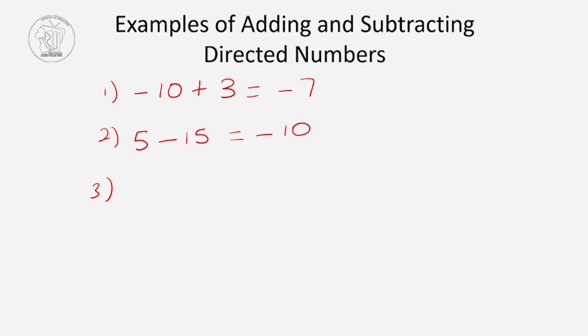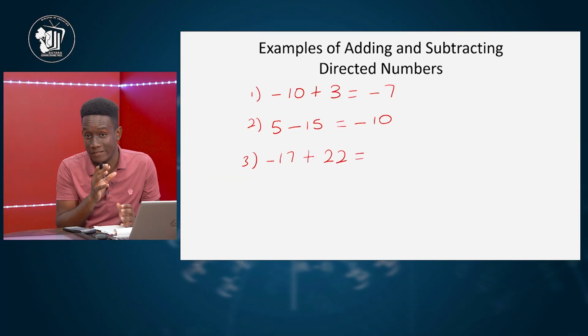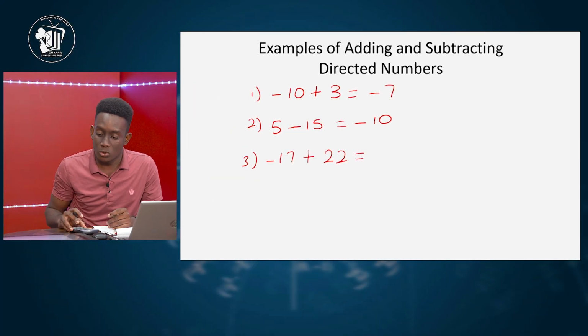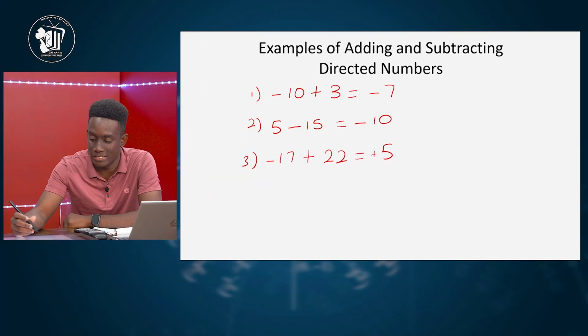And for number 3, we have negative 17 plus 22. So the signs are different and we're adding. So what we do, we subtract and we put back the sign in front of the larger number. So 22 subtract 17 would give you 5. And we put back the sign that is in front of the larger number, which is plus. So we know for plus, we don't need to put in a sign. So this remains a plus 5.